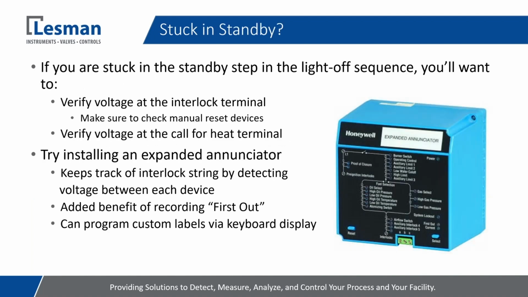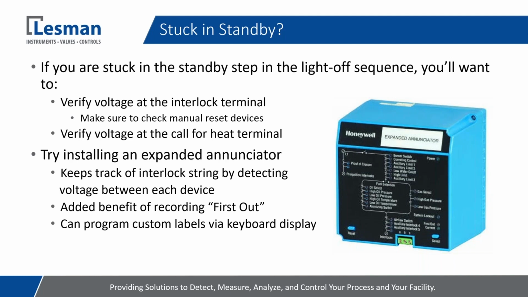So again, if you're stuck in the standby step, this doesn't seem to want to leave the standby. Again, we want to just verify that we've got voltage going through the interlocks and that we've got the call for heat. And this particular device, the expanded annunciator, really comes in handy when you're in run mode, where the burner shuts down and you don't know what interlock kicked you off.